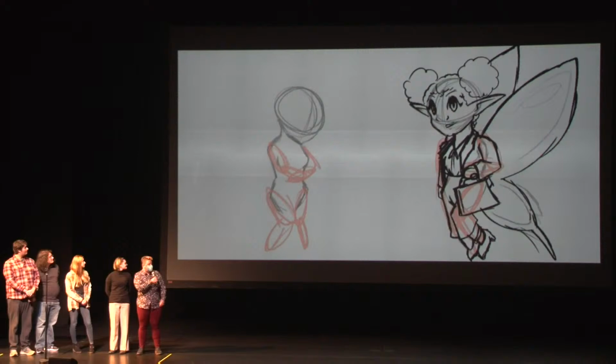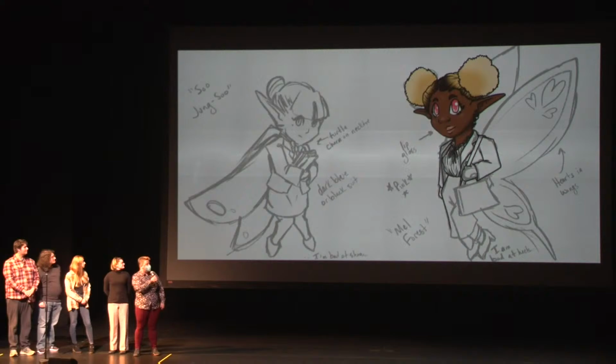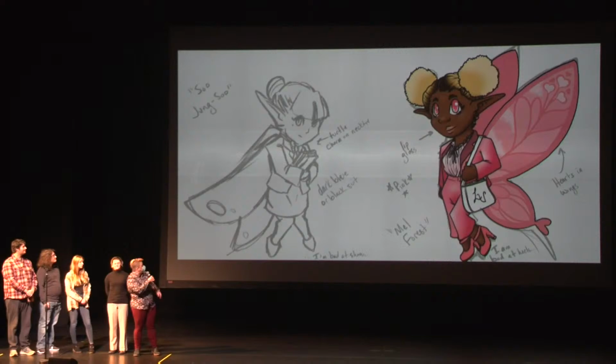And this is the concept art of the legal aid fairies themselves. I based them on two popular figures in media that are lawyers. On the left, we have Mel Forrest, who is based on Elle Woods from Legally Blonde. And on the right, we have Su Jiangsu, who is based on Su from Extraordinary Attorney Woo.